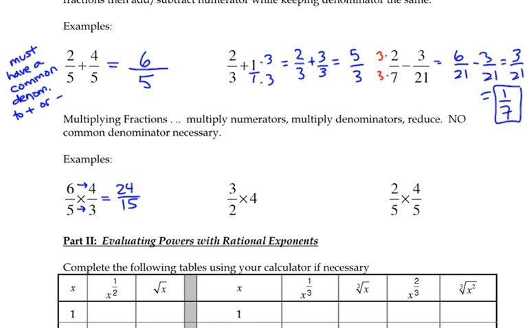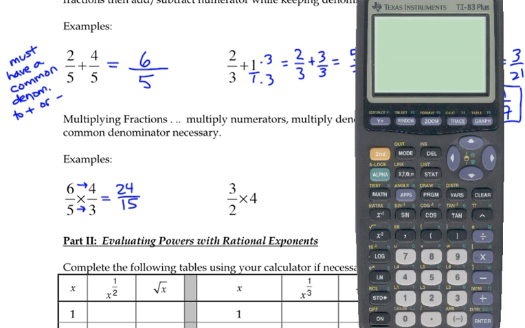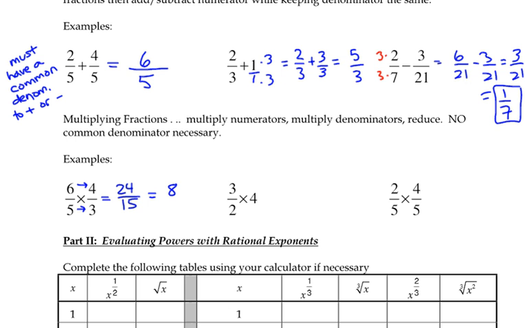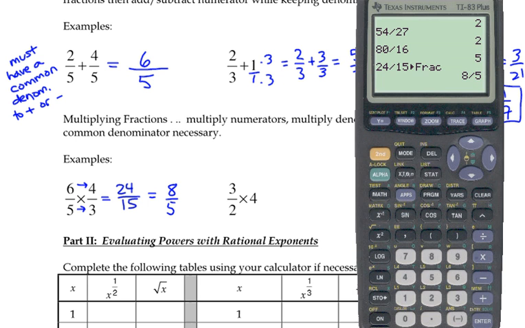Can we reduce this? 24 over 15 reduces to 8 over 5. We could divide both of these by 3. You can also check in your calculator. This is really like cheating, actually. Math, enter, 8 over 5. So you could divide the numerator and the denominator by 3. Okay, so you type 24 over 15, and then I go math, enter, math, enter.